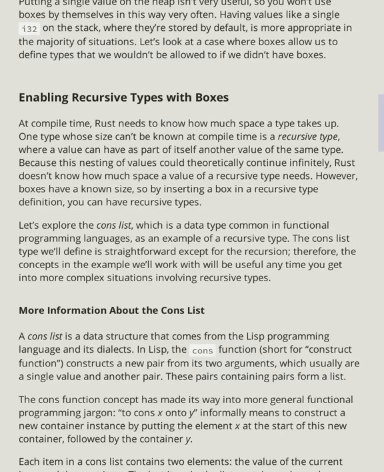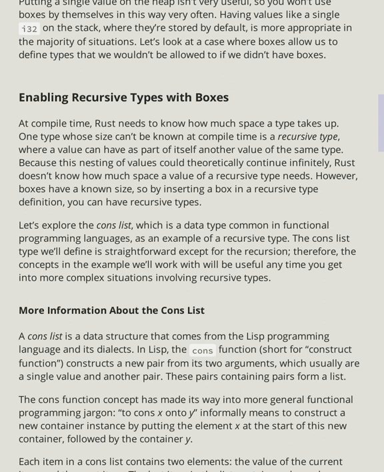The cons list type we'll define is straightforward except for the recursion. So the concepts in the example we'll work with will be useful anytime you get into more complex situations involving recursive types. More information about the cons list. A cons list is a data structure that comes from the Lisp programming language and its dialects. In Lisp, the cons function, short for construct function, constructs a new pair from its two arguments, which usually are a single value and another pair. These pairs containing pairs form a list.